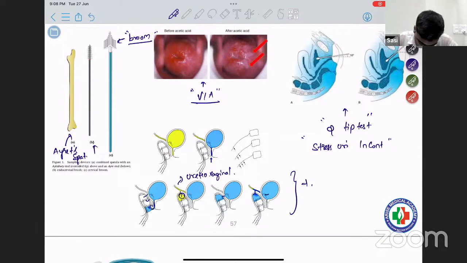Next one, if the first one is filled with the blue dye, then it will be the vesicovaginal fistula. Okay, fine, you just remember. And if it is filled on the below sides, it will be because of the urethral fistula or ureterovaginal fistulas. Fine. And what is the most common cause of this vesicovaginal fistula in India?